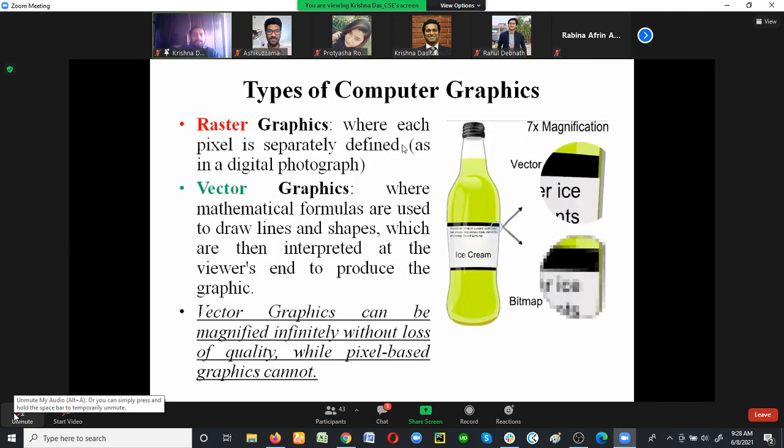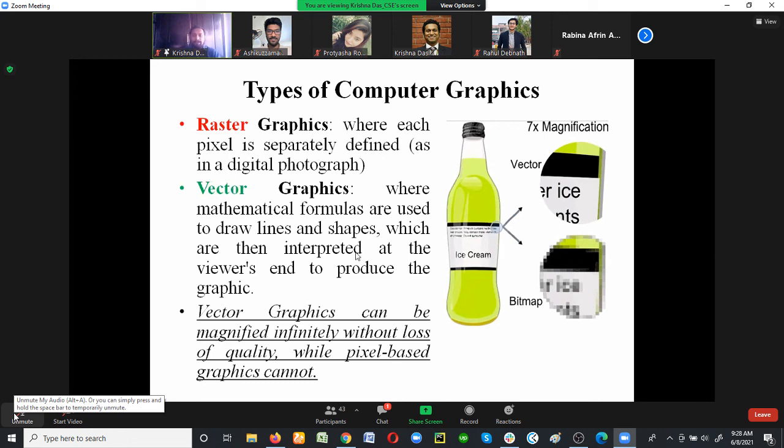If we go for raster graphics, we say this is nothing but our digital photograph that we define with individual pixels in small boxes across the entire screen, and we put the color value on the basis of it, so the image can be created.